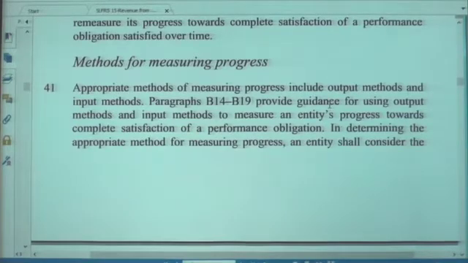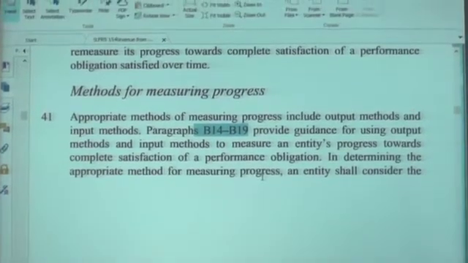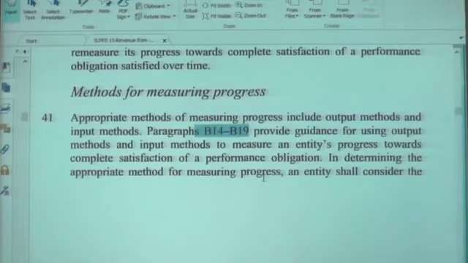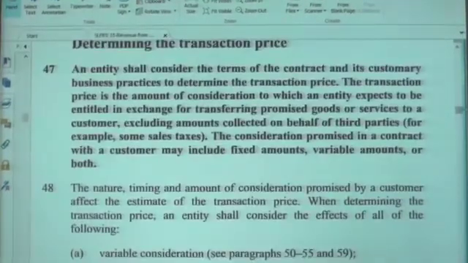How can you measure the progress? You can measure progress based on the output method or the input method, right? You can use the output method or input method to calculate the progress. How to apply the output method and input method is explained in paragraphs B14 to B19, right? Therefore, let us see paragraphs B14 to B19 to understand how we can calculate the progress.